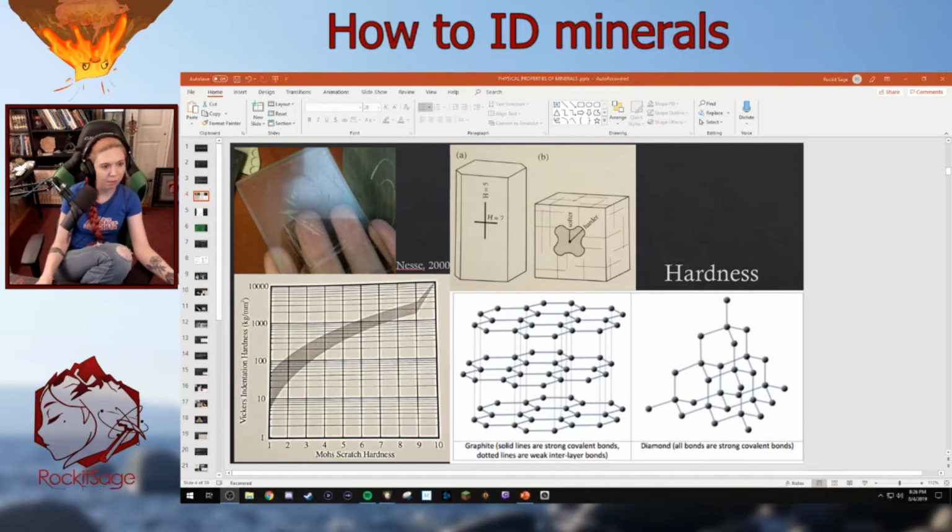Can magnetism be a means of identification? Absolutely. Certain minerals are very specifically magnetic. Besides magnetite and hematite, I don't really remember what common minerals are magnetic off the top of my head. What minerals are magnetic?